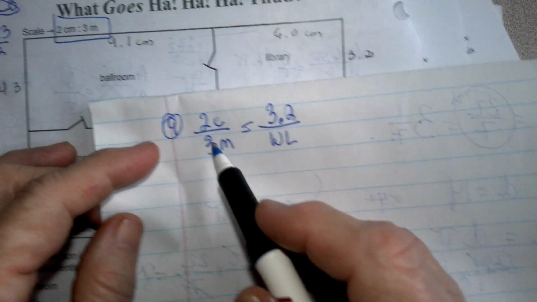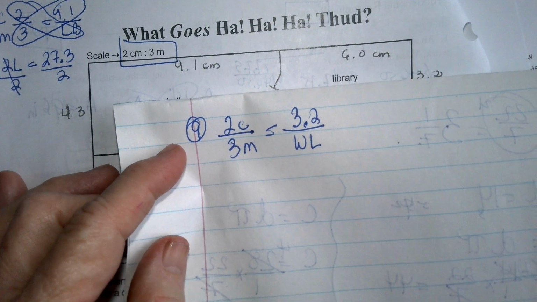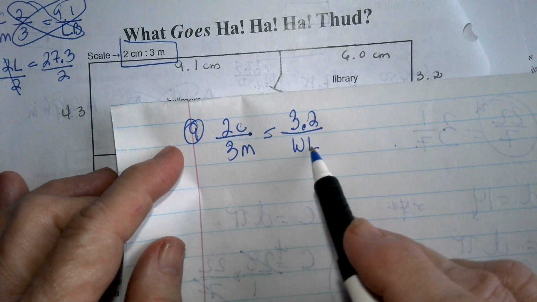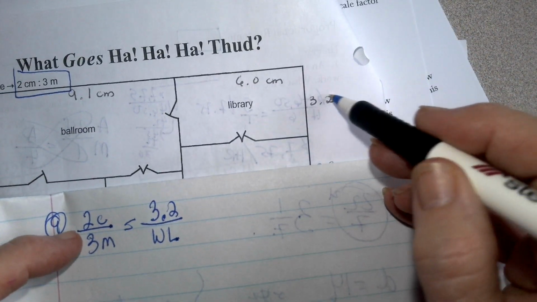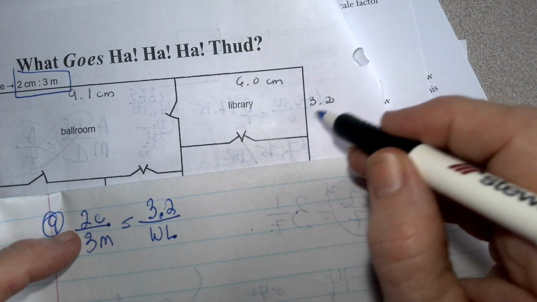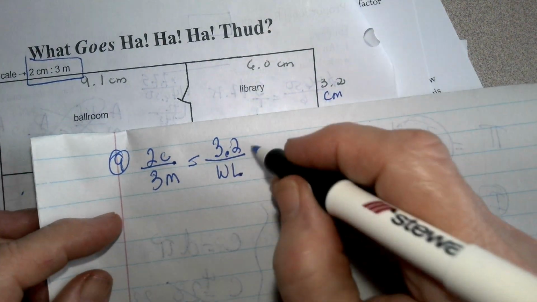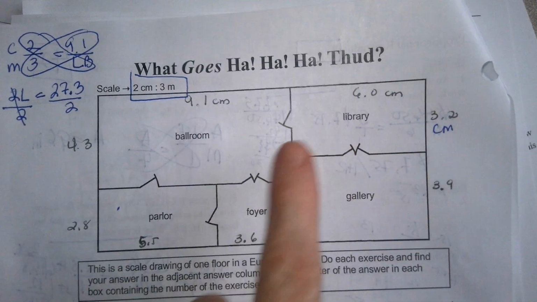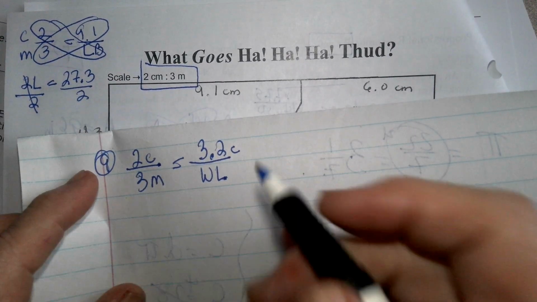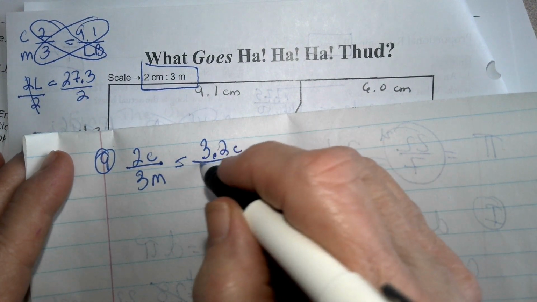I have 2, well, let's look. I have 2 centimeters to 3 meters. And I'm looking for the actual meters of the library. And so I'm going over to the library and it says it's 3.2. These are centimeters. So that goes with the centimeters up on the top. Yeah, they're all centimeters. These couldn't be meters. And then how do you solve it? Yeah, the only way you can do it is cross multiply.